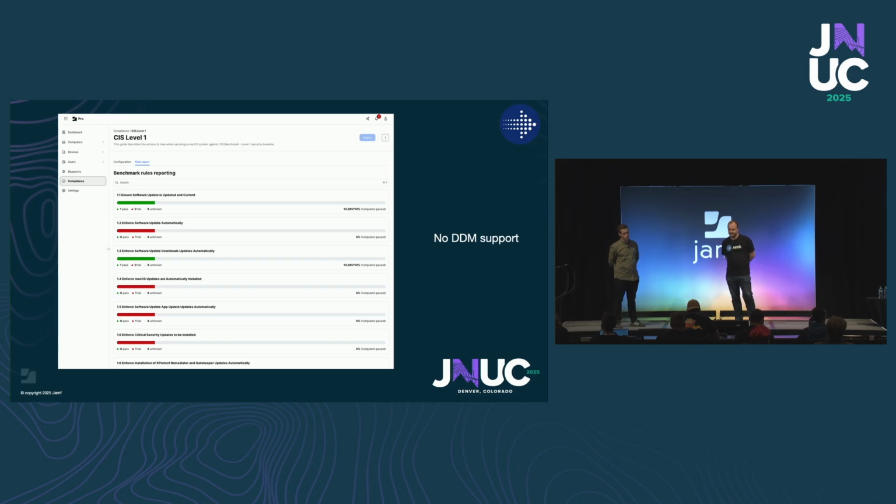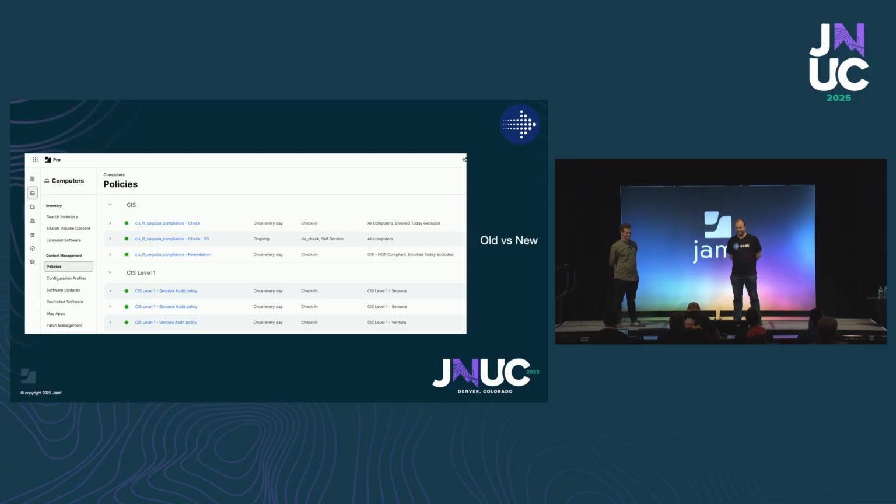So here we see the rule report showing individual benchmark rules. Unfortunately, because the CIS benchmark doesn't utilize declarative, neither does the reporting. So if you are using blueprints, it might trigger some false positives, e.g. software updates and password policies. So that's why you will see some failures on this screenshot at this stage, but we'll get to that.